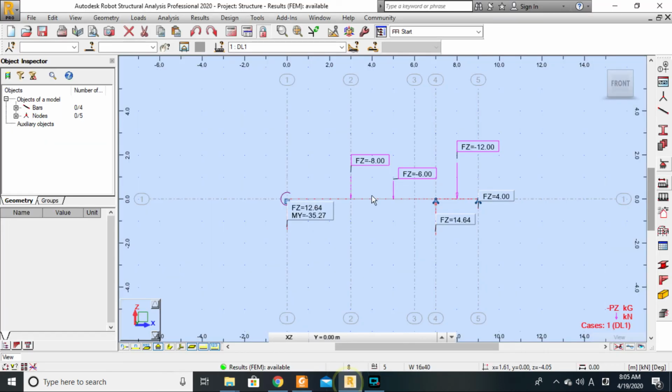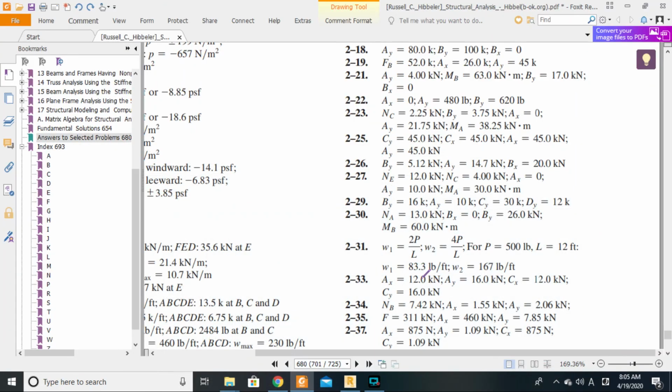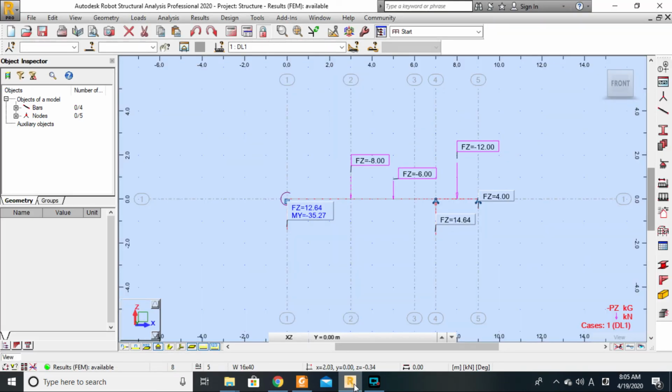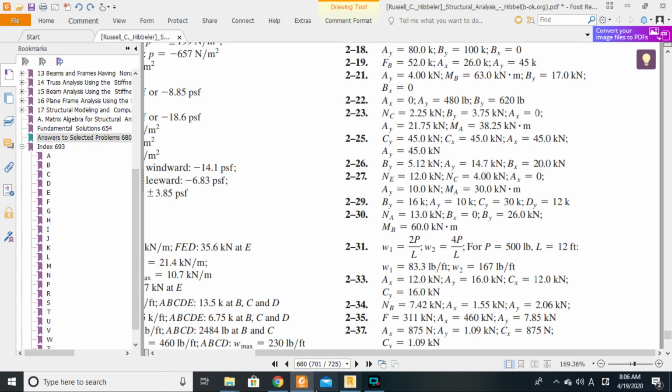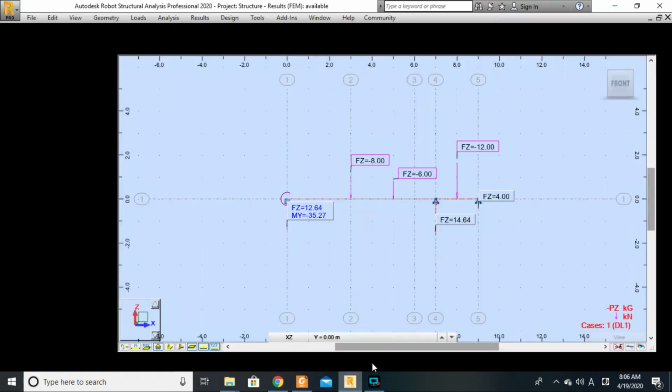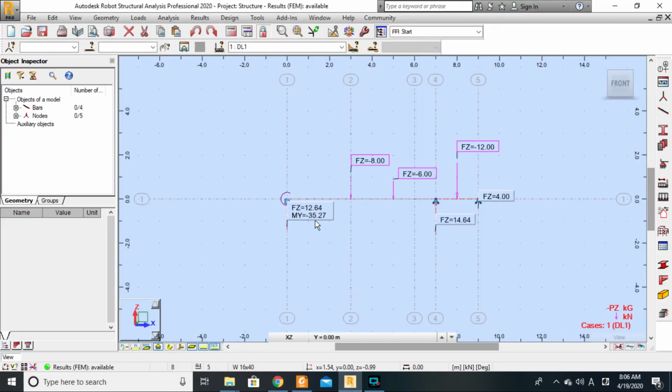That doesn't look like what we have, right? Here we have 12. Let's go node by node. Let's go step by step. So 2.27, NE 12 kilonewton, NC 4 kilonewton. Let's look at that. So we're supposed to have, here 4 is accurate, here 12 is accurate. But our answers are not exactly the same, right? Because we have what? We have this extra 0.64, 0.64, which are not supposed to be there.